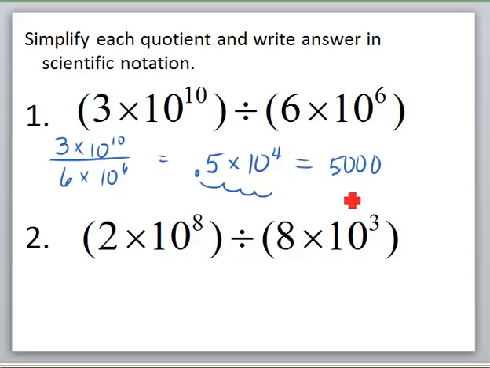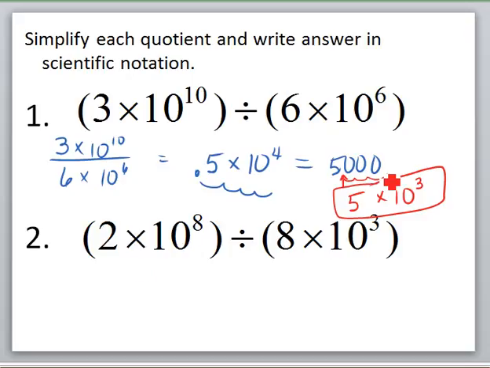I noticed that for me to put this into scientific notation, I need to place my decimal right here after the 5. So I'd have a number of 5, which is between 1 and 10, times 10 to some power. Well, it means I'd be moving it 3 places. And so I end up with 5 times 10 to the third.